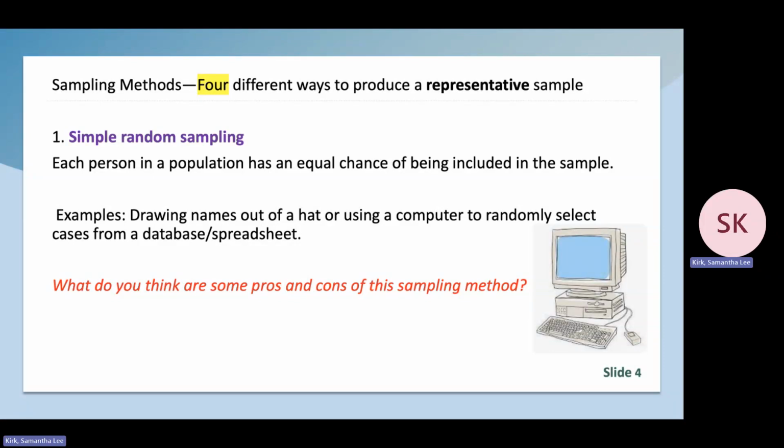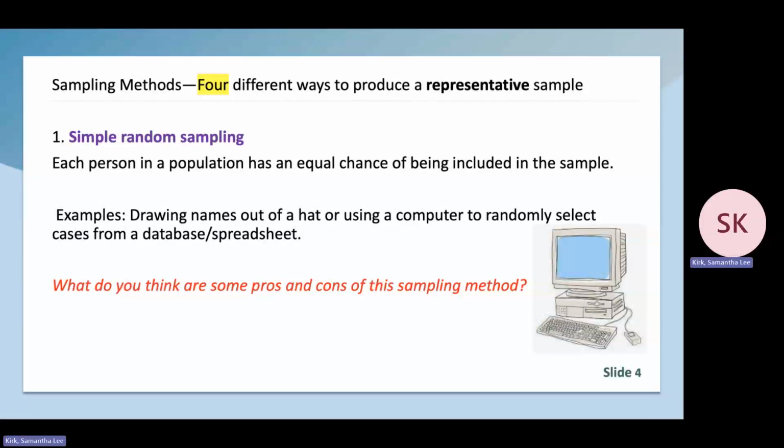That's where each person in the population has an equal chance of being included in the sample. For example, drawing names out of a hat or using a computer to randomly select cases from a database or spreadsheet would be examples of simple random sampling.